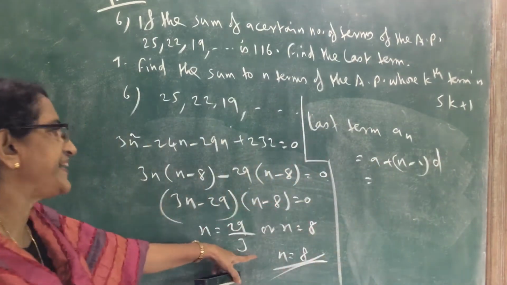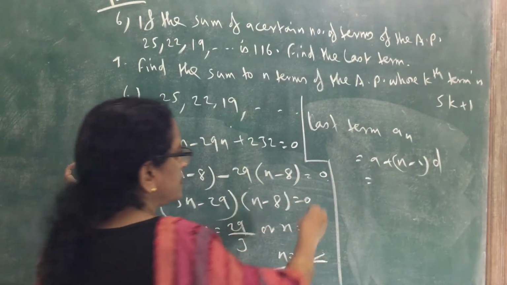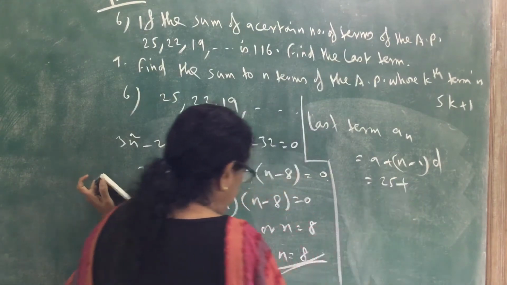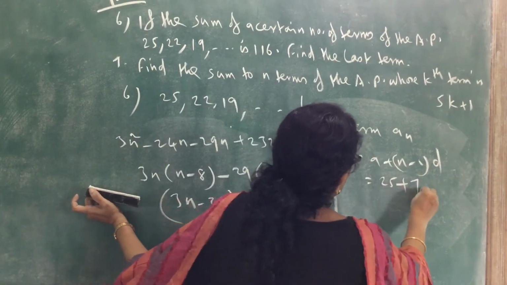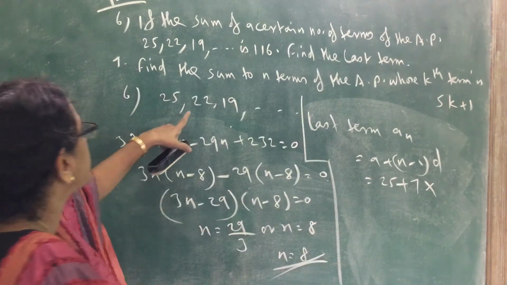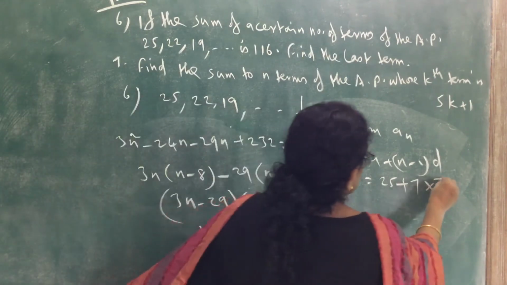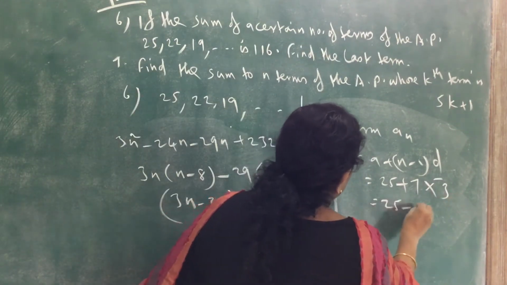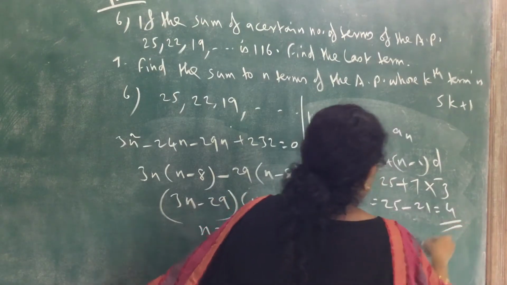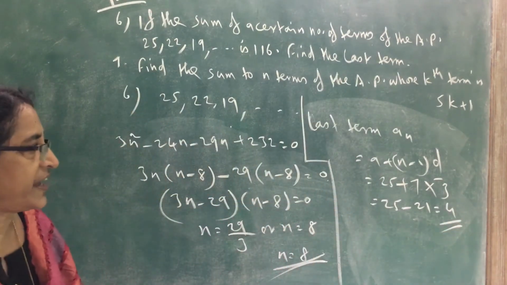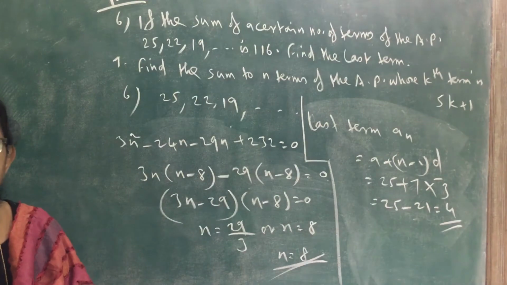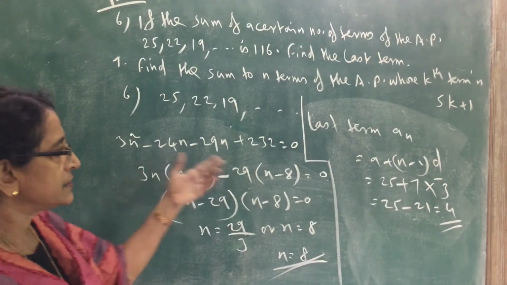Here n is 8. First term 25. So 25 plus n minus 1, 8 minus 1, 7 into d. Common difference minus 3. So 25 minus 21, that is equal to 4. So last term an equal to 4. So there are n terms, so the last term will be an, that is equal to 4.